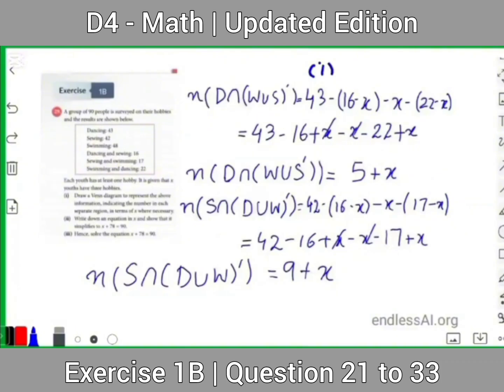So the number of people whose hobby is dancing but not swimming and sewing will be equal to 43 minus (16 minus x) minus (22 minus x), and after simplifying it we will get 5 plus x. Now the number of people whose hobby is sewing but not dancing and swimming will be equal to 42, just because it is given in the question that the number of people who have the hobby of sewing is 42. So 42 take away (16 minus x), take away x, take away (17 minus x), and after simplifying we will get 9 plus x.